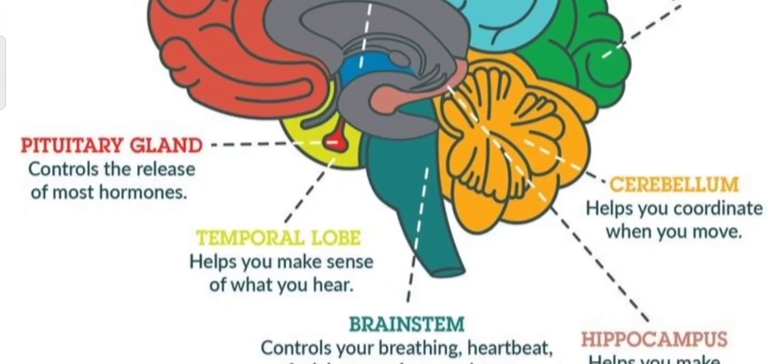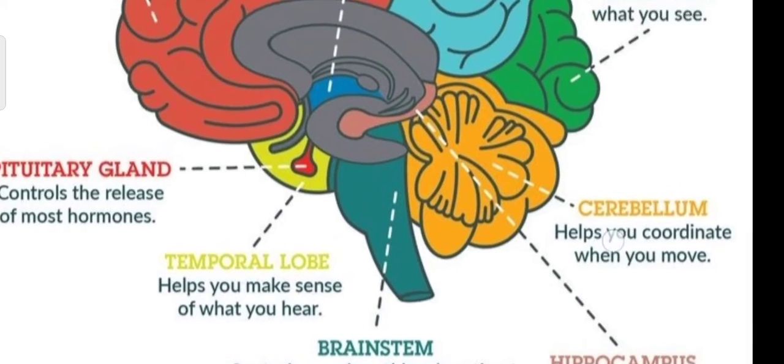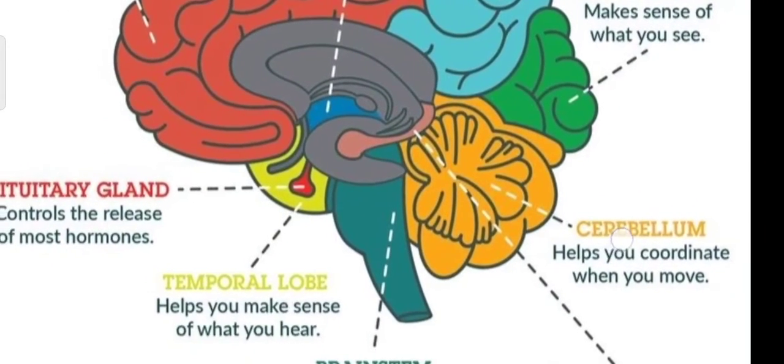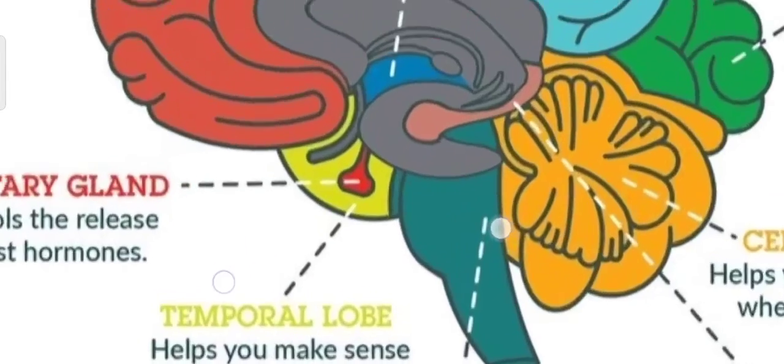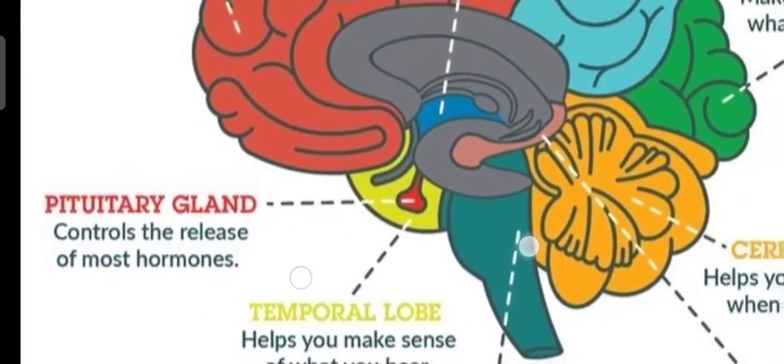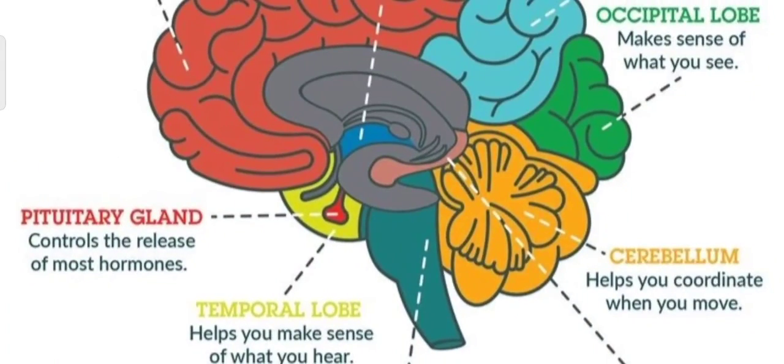The temporal lobe helps you make sense of what you hear. Here, the temporal lobe is on the side of the ear, so it will help you make sense of it. Temporal lobe for sense of ear, and occipital lobe for sense of what you see. Pituitary gland, this red color, controls the release of most hormones. This is a very important gland. It helps release many hormones like growth hormone.